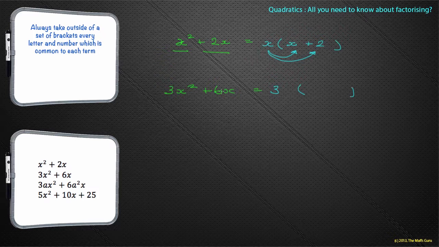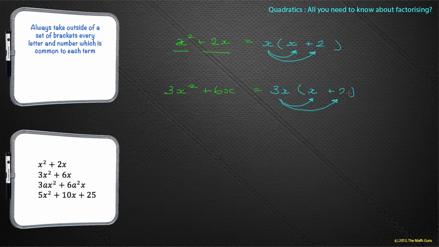So we've dealt with the numbers, let's look at the letters. What have we got here? We've got 2 x's, or x times x. And what I've got here, I've got 1x, so again, I can move an x outside. Well, what do I need to multiply 3x by to get 3x squared? Got to be x. And what do I have to multiply 3x by to get plus 6x?